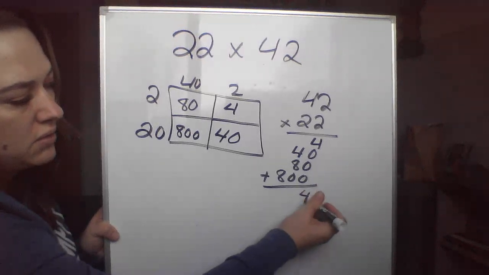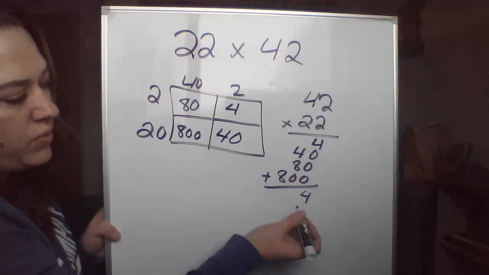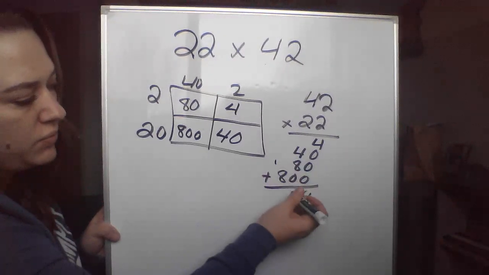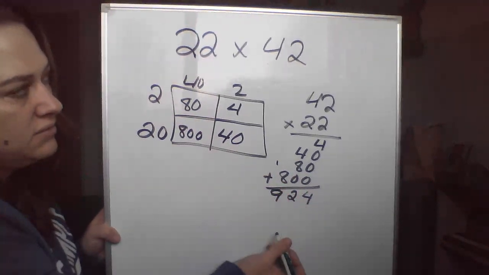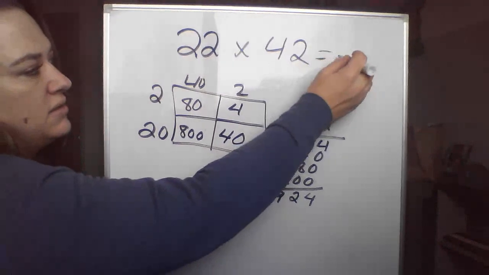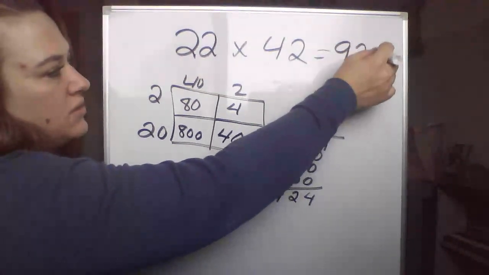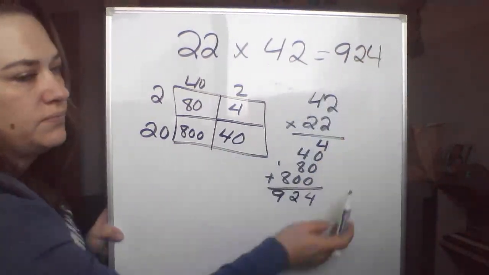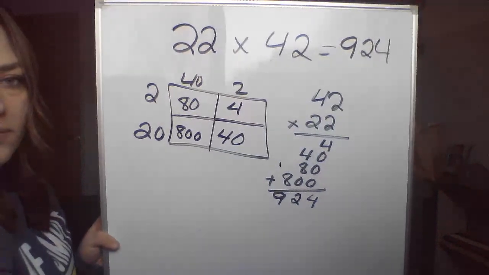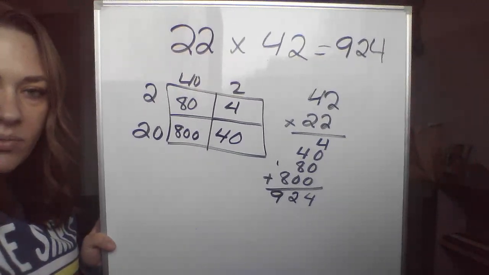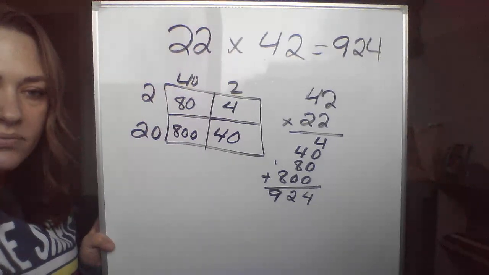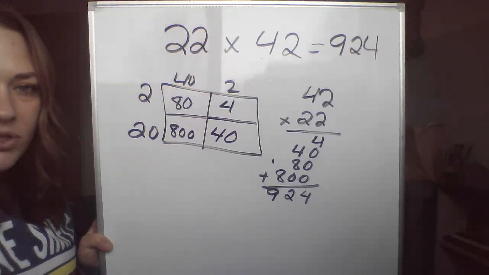4 plus 8 is 12. Carry the 1, bring down the 2. 8 plus 1 is 9. So final product, 924. Okay. Let's do another one with area model, and then we'll do some standard algorithm partial products.